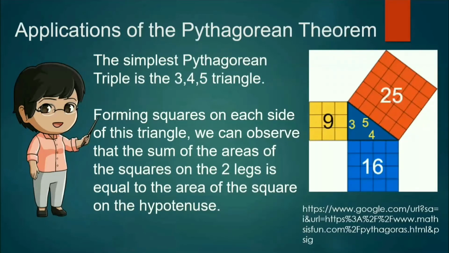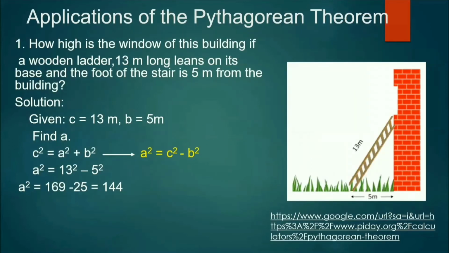Now let's go to the applications of the Pythagorean theorem. The simplest Pythagorean triple is the 3, 4, 5 triangle. Forming squares on each side of this triangle, we can observe that the sum of the areas of the squares on the two legs is equal to the area of the square on the hypotenuse. Now let's look at these word problems to apply our Pythagorean theorem.